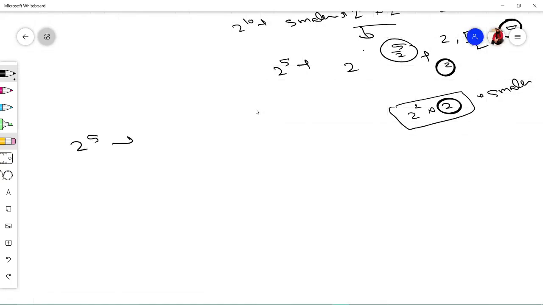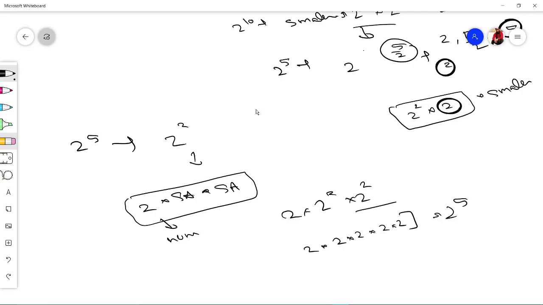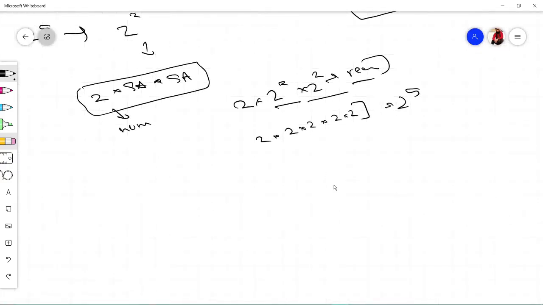For 2 raised to the power 5, what it will do is 2 raised to the power 2, which is some smaller answer, multiply by the smaller answer and multiply by 2 itself. Basically 2 is the number here. So 2 into 2 raised to the power 2 into 2 raised to the power 2, which is 2 into 2, and this is basically 2 raised to the power 5. These things would be done by recursion. That's why it's a faster function. I'll explain with code now.